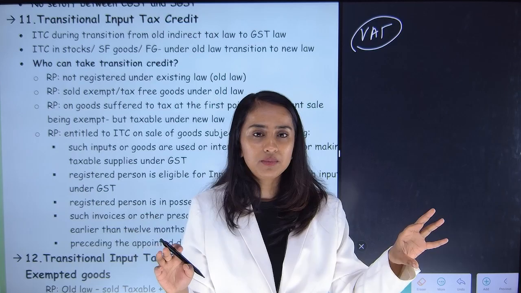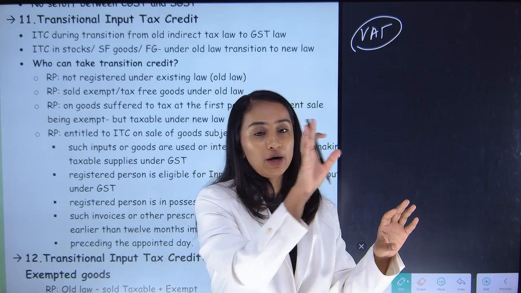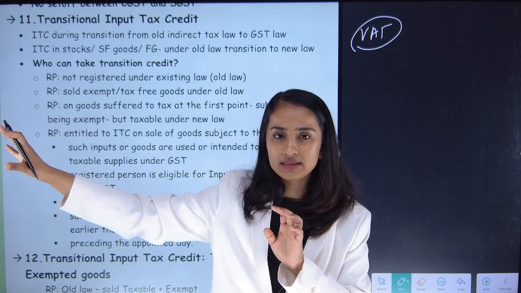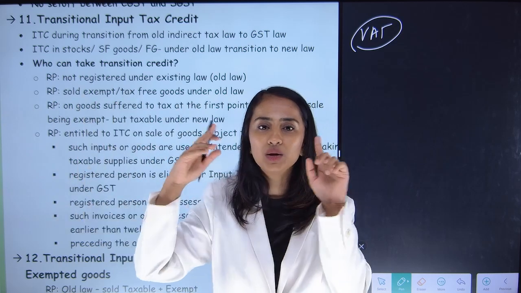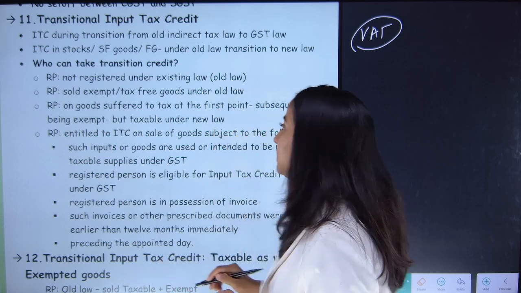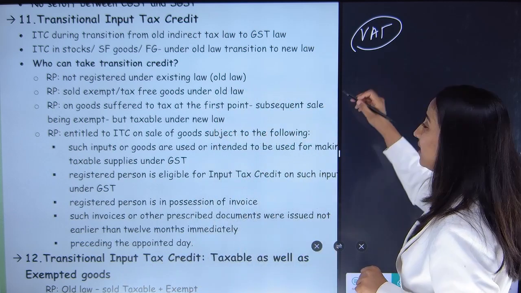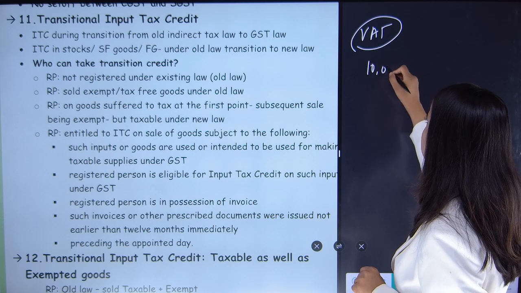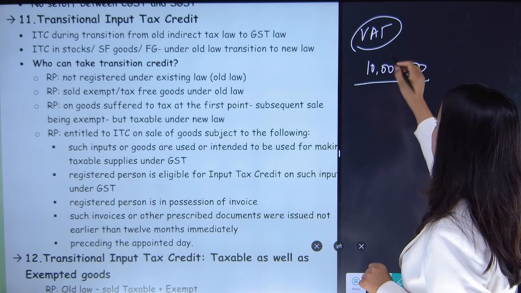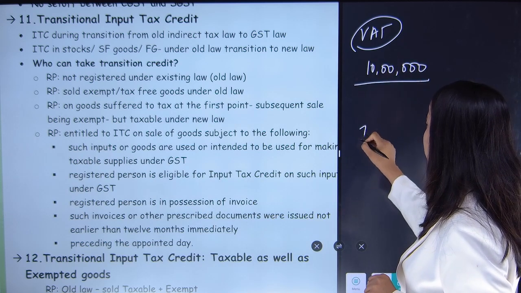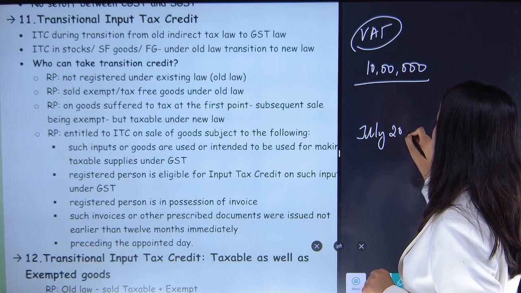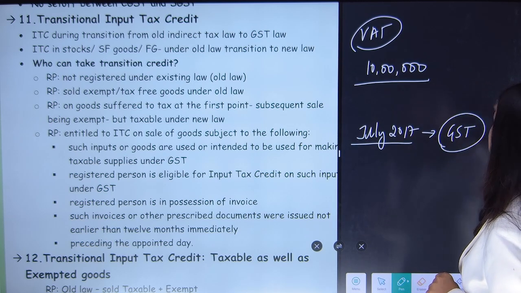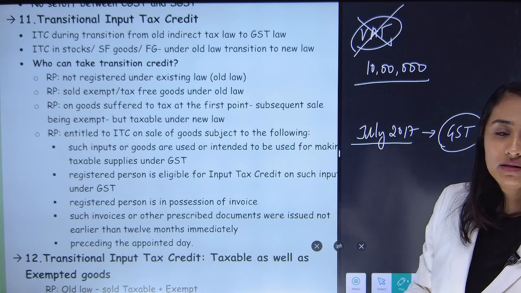Input is my purchases, tax is the tax that I paid on my purchases. Credit is something that you can set off against your output tax liability. Whatever you owe to the government, you can set it off. Am I clear? Yes. So let's say you had a credit balance. Let's say I had a balance of 10 lakhs in my VAT. Now, in July 2017, I was asked to come under GST, right? This got abolished, right? Are we clear? This got abolished.